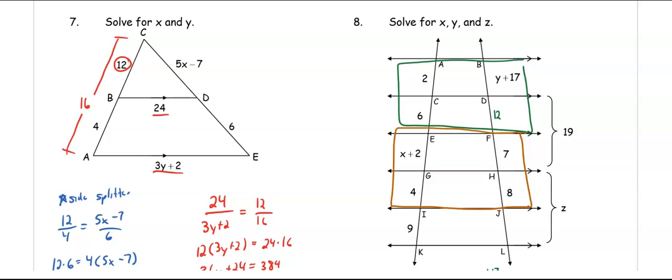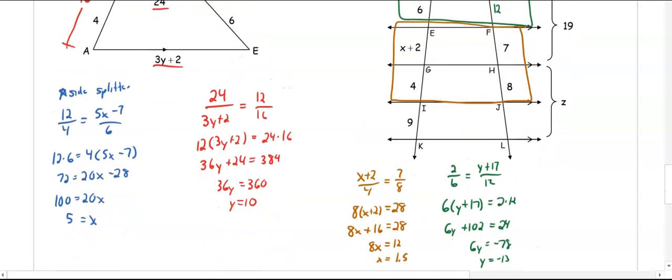Then to find z, we can call this missing length here w. So we have 4 over 9 is equal to 8 over w. When we cross multiply, we get 4w is equal to 9 times 8. So 4w equals 72. We divide by 4, w is 18. So then to get z, we can do 18 plus 8. So z is 26.